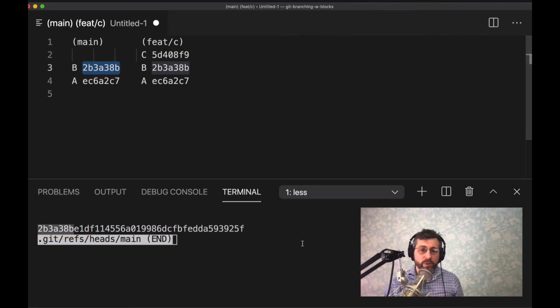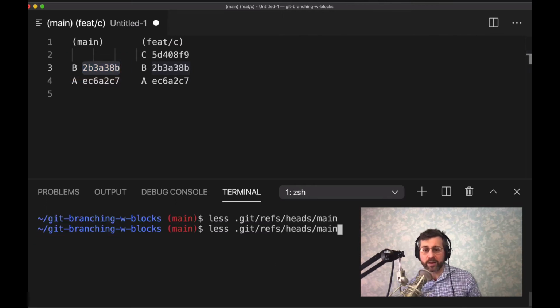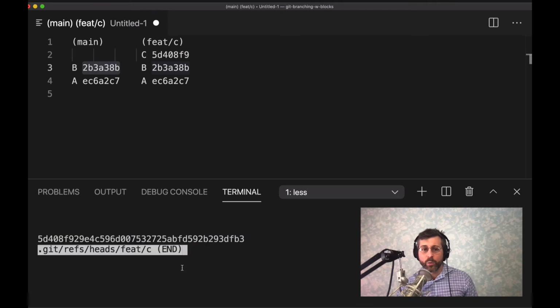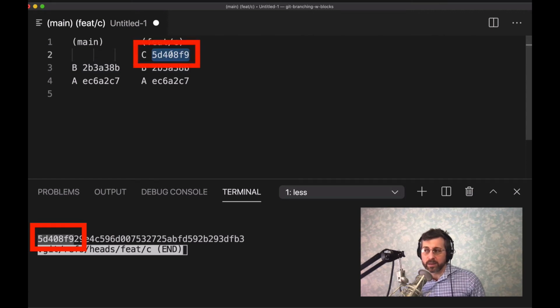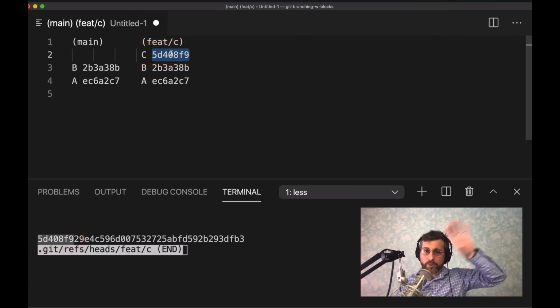We can do the same thing with our feature C branch, right? So if we get out of this and take a look at the feature C branch, we can see here that our commit is the same as our commit here on the branch. So when we talk about branches, in terms of what Git is doing under the hood, Git just keeps track of what commit is at the tip of that branch. And then the rest is based on the parents of those commits, so it can go back.